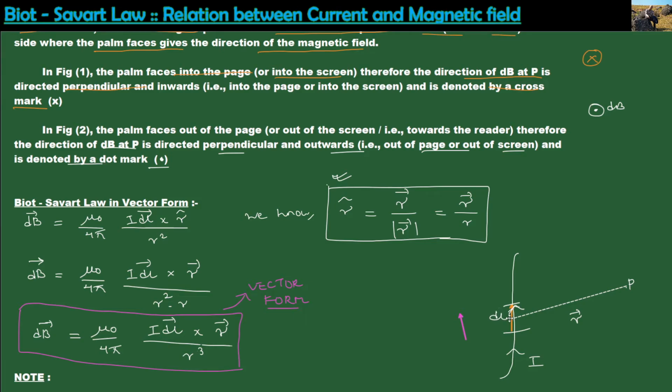vector. We will represent this by this vector, and this vector will point in this direction. This is your idl vector. Next, the direction of this is represented by that. This is the direction of idl, that will be theta, and the direction of this r bar is represented by that unit vector r cap.